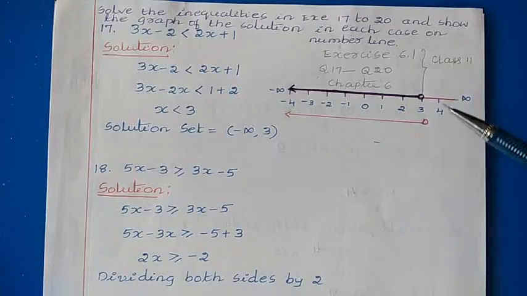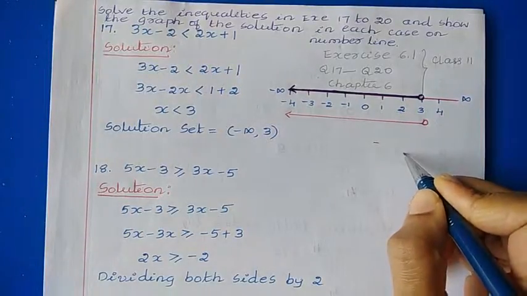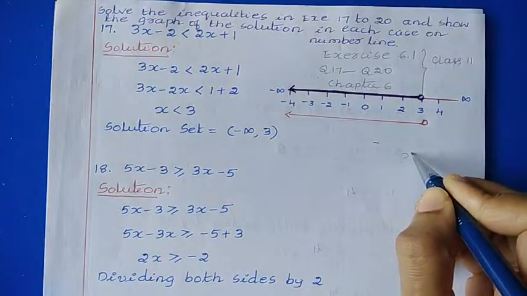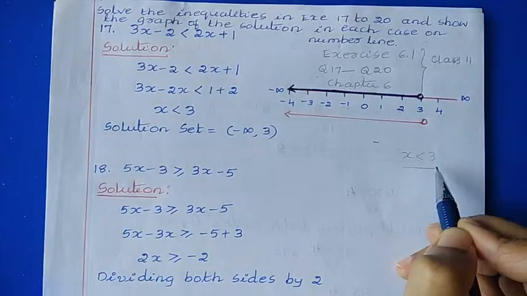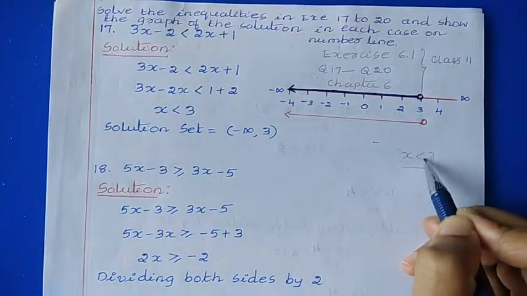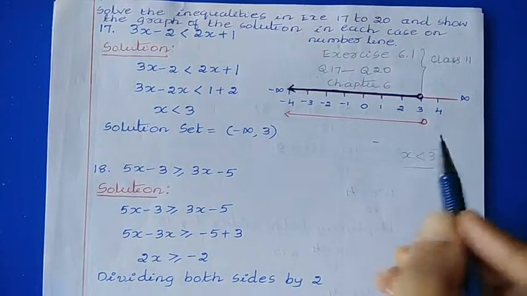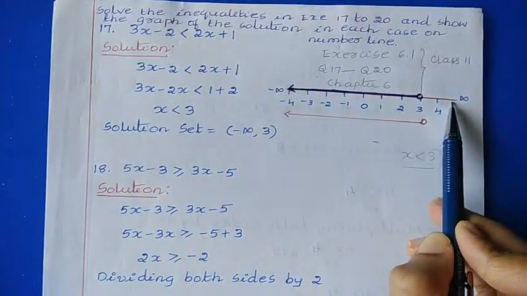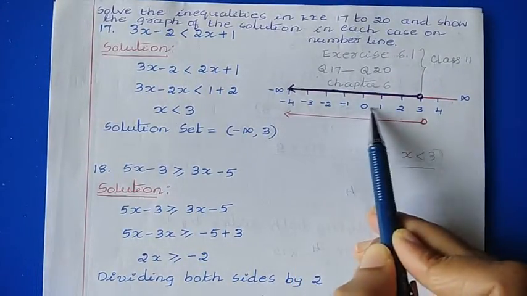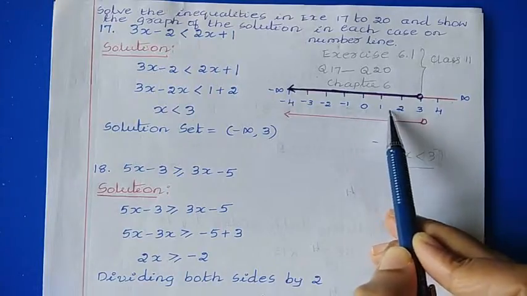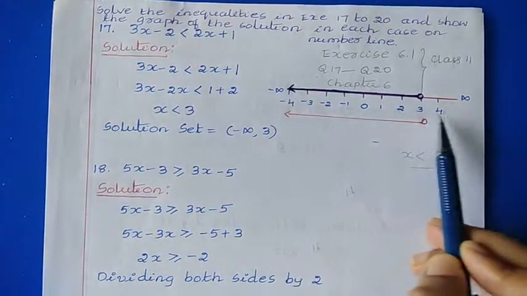See, when we draw a graph on the number line, you need to know about two things. Suppose you have x is less than 3. If x is less than 3, it means 3 is not included. In that case, first we represent a number line this way: positive numbers, negative numbers, and in between we have values like 1.1, 1.2. So this is a number line.